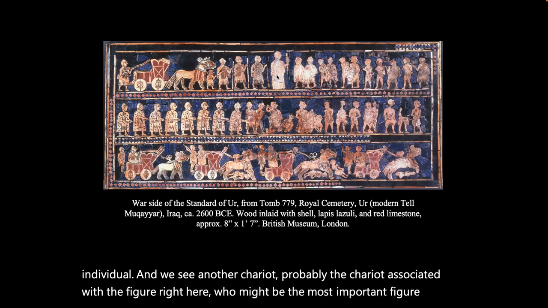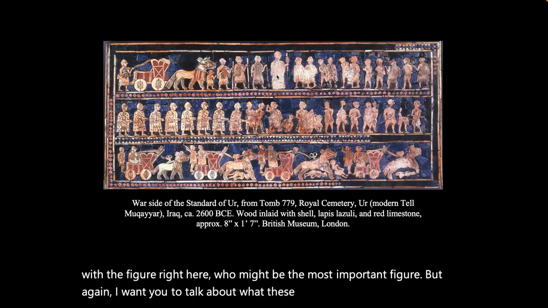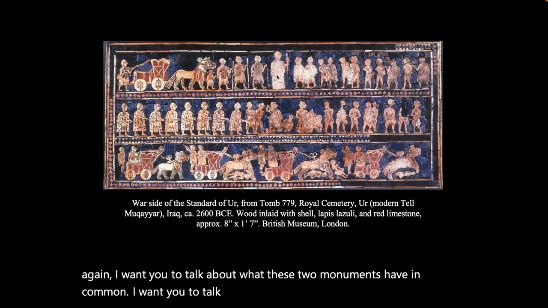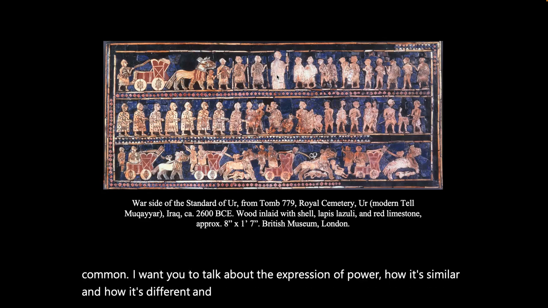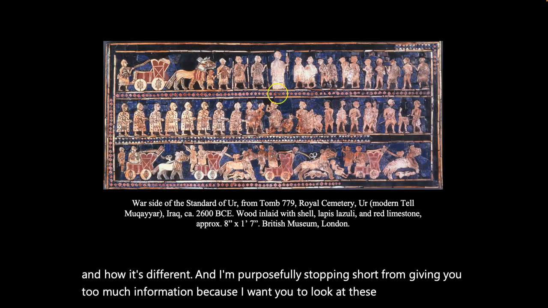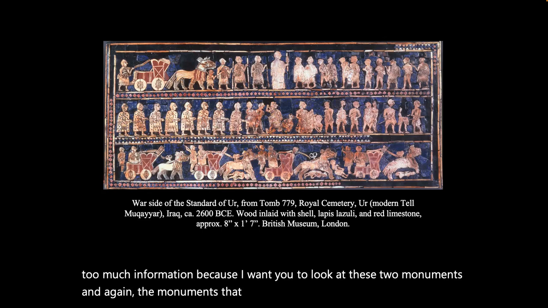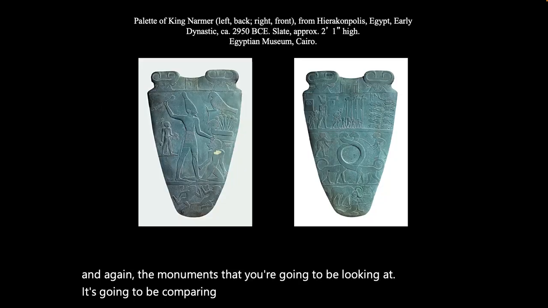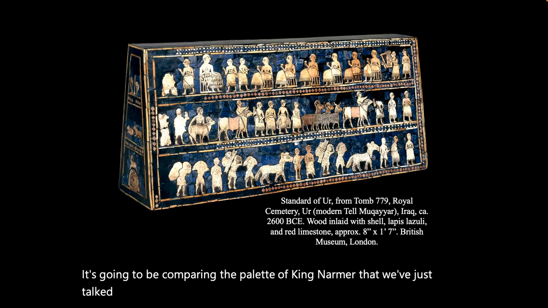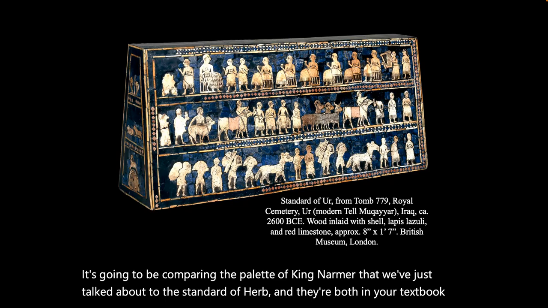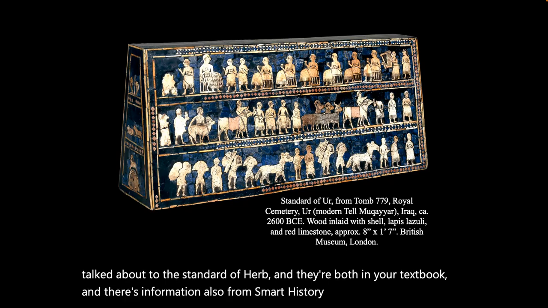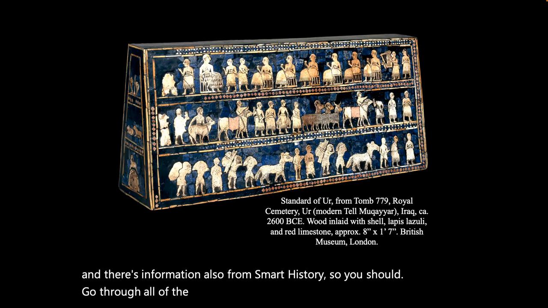But again, I want you to talk about what these two monuments have in common. I want you to talk about the expression of power, how it's similar and how it's different. And I'm purposefully stopping short of giving you too much information because I want you to look at these two monuments. The monuments you're going to be looking at compare the palette of King Narmer that we've just talked about to the standard of Ur. They're both in your textbook, and there's information also from Smart History, so you should go through all of the required content and go through the assignment instructions very carefully.